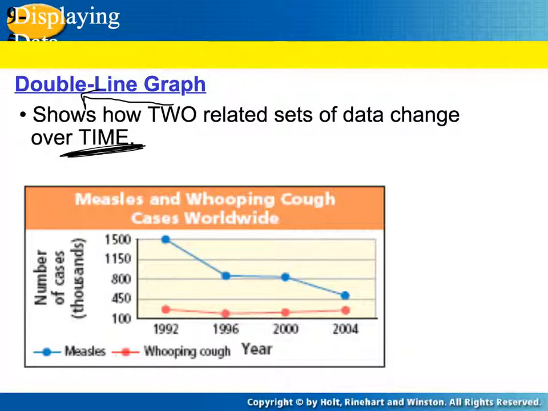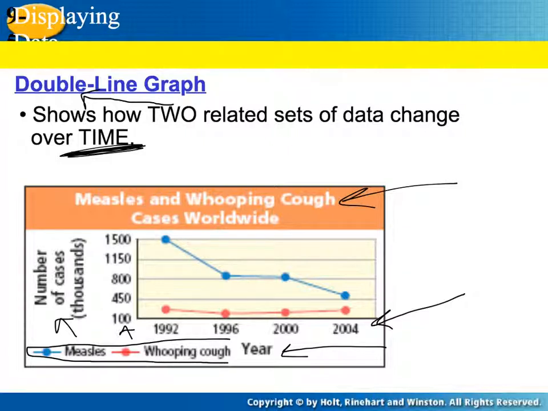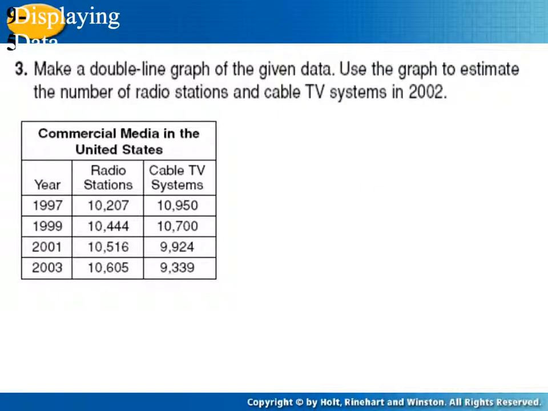All right, so if you look at this, again, we need to have our numbers, of course, but we need to have labels. We need to have a title. And with the double line graph, we need to have a key. You may not have two different colors, but you can always dash a line. Okay, dash a line. And I'll show you an example. All right, so here is a double line graph. This is a graph to estimate the number of radio stations and cable TV systems in 2002, a while back. Okay, we're going to use the graph to estimate roughly what it is going to be in 2002.